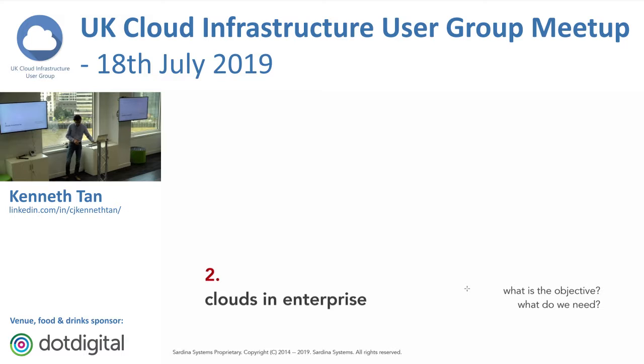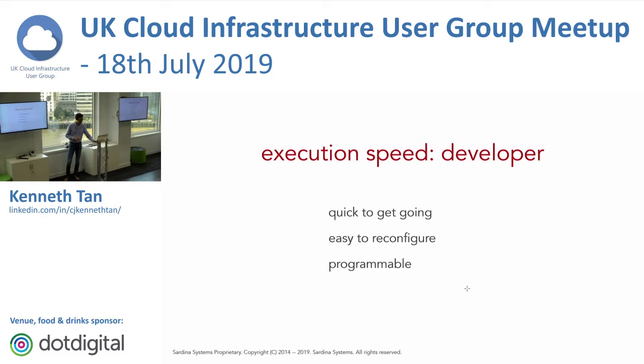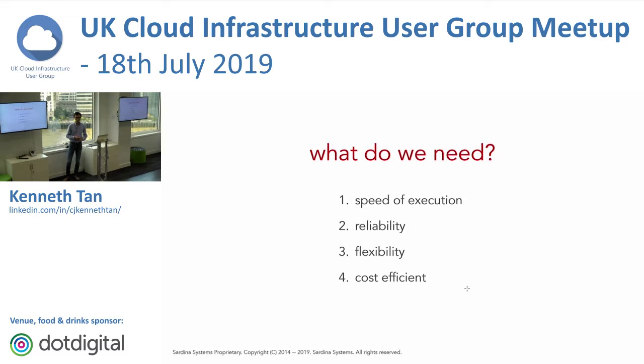Clouds and enterprise. Let's look at the user's perspective. What's the objective? What do we need? So from the user standpoint, cloud is to get you speed of execution, get you reliability, get you flexibility. And for some audiences, they want cloud to be cost efficient. Now, if we look at private clouds, all these items are certainly valid items to want.